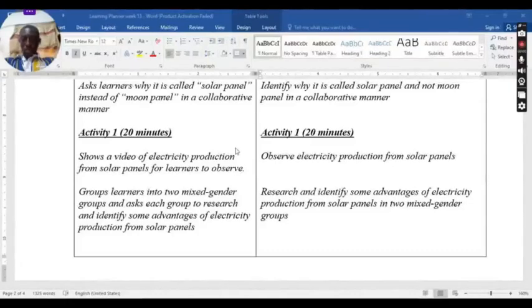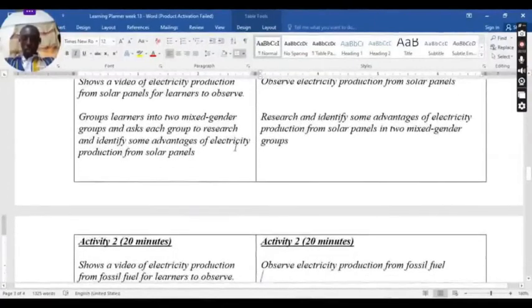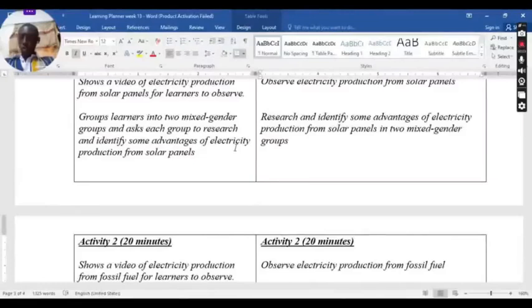Activity 1, they watch video and then do research to identify the advantages of electricity generation from solar panels. Very important. Now, all the activities in this new curriculum are introducing a shift from teacher-centered learning to learner-centered learning. So as you can see, you don't tell the learners verbatim that this is this. These are the advantages, point 1, point 2, as we used to do in the old system. We just spoon feed the learners.